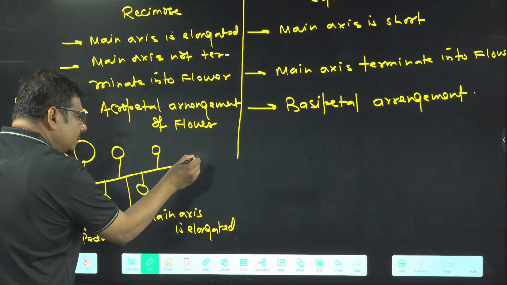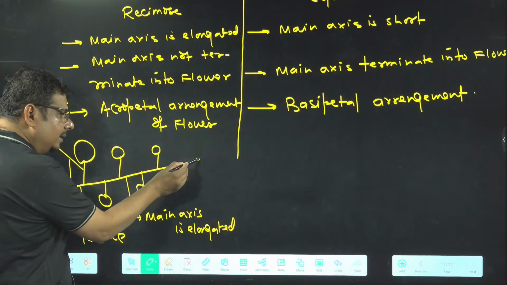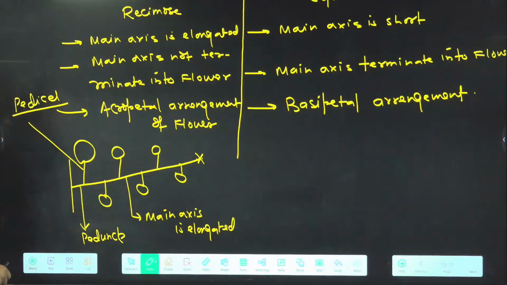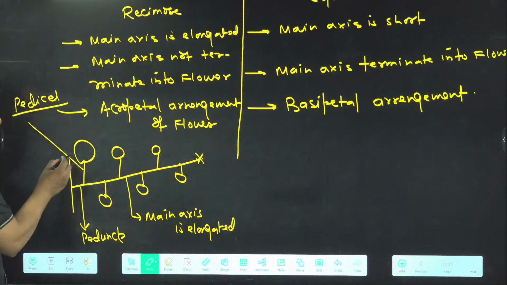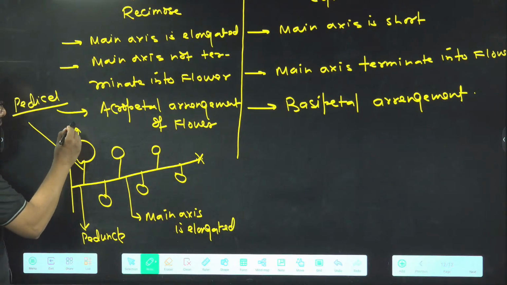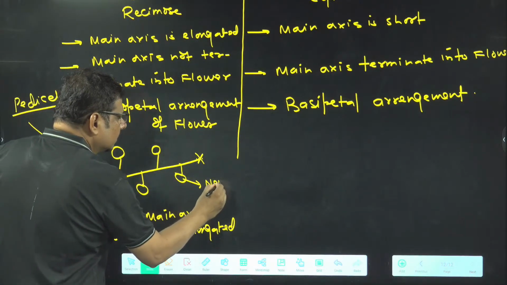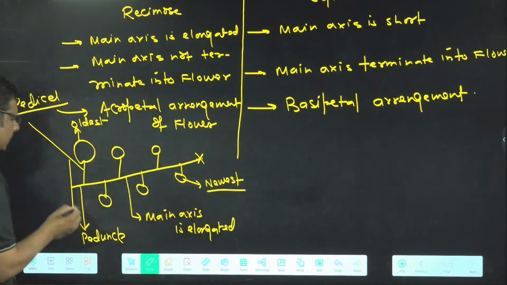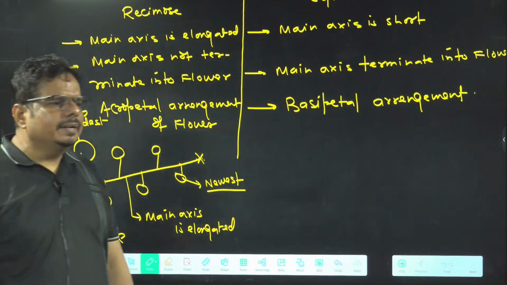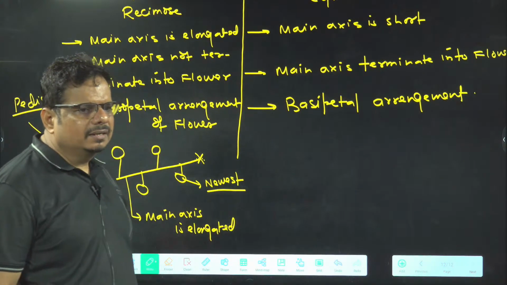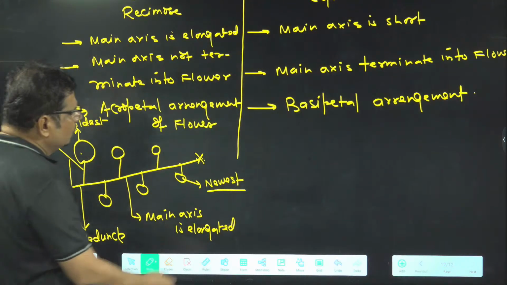And what is not there at the main axis? Here it does not terminate into flower. Here in the terminal end, is any flower there? No flower is there. And the arrangement of the flower is what? Acropetal arrangement. Which flower is the oldest? Which flower is the newest? So when the oldest flower is present near the base and the newest flower is present at the apex, such an arrangement is called acropetal arrangement. Are you getting the idea?